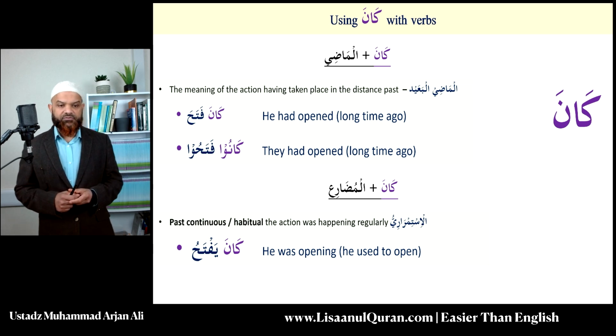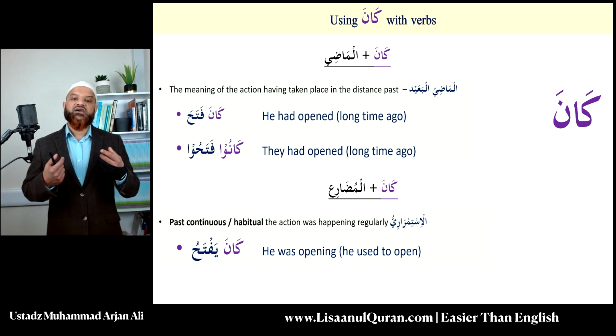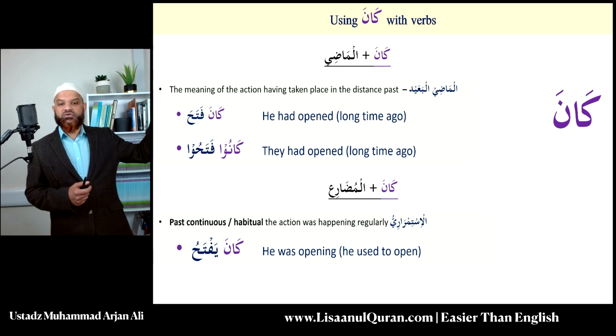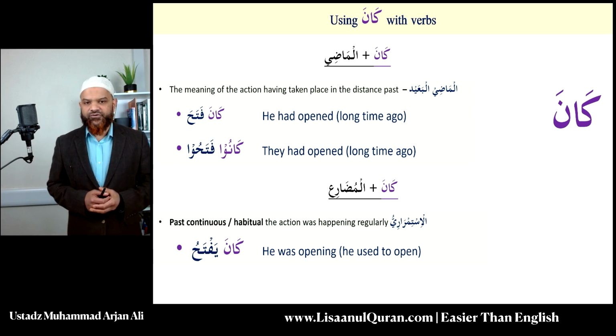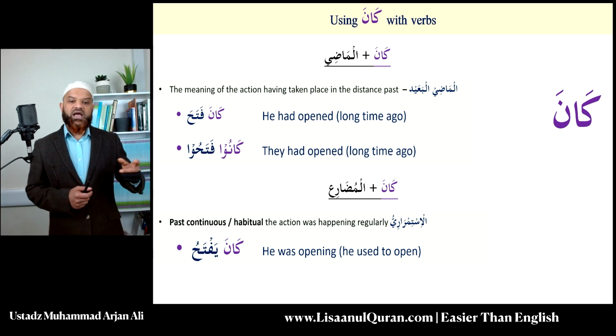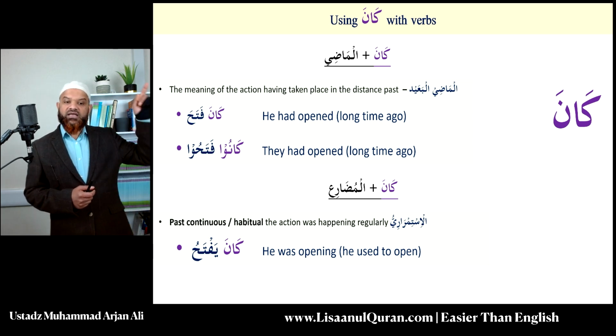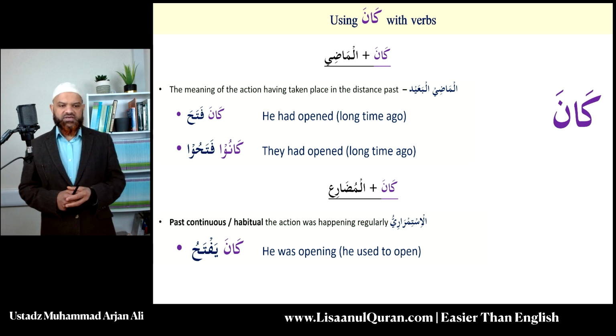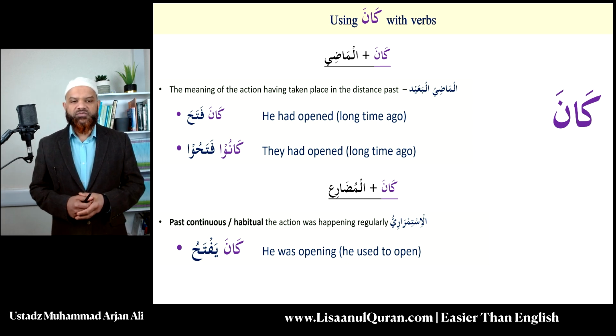What do I mean by that? For example, kana yaftahu. I want to talk about somebody, say he was opening the mosque door every Fajr when he was alive. So I'm talking about somebody in the past who used to open our masjid for Fajr for people to enter. So kana yaftahu, he was opening, something habitual that happened in the past. So it's a continuous or habitual thing.